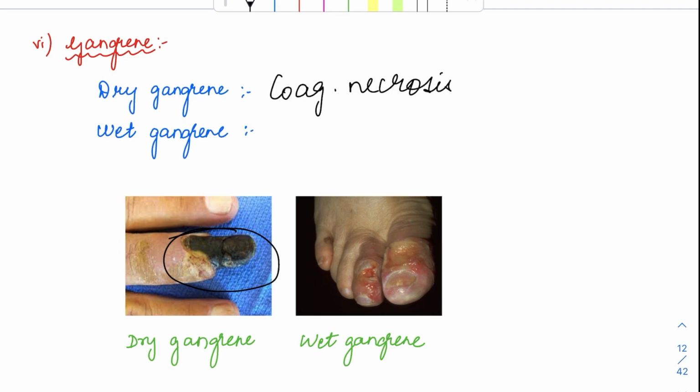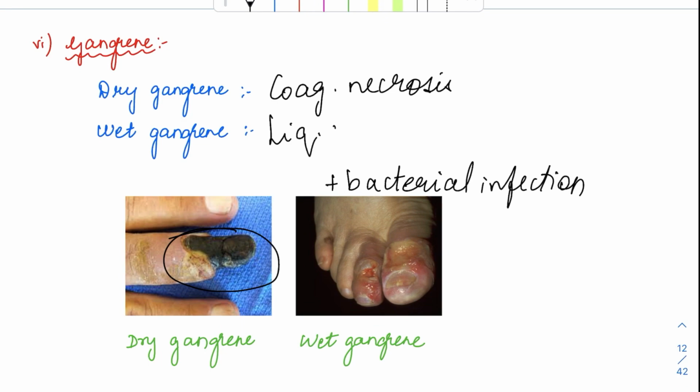However, if there is a superadded bacterial infection, what will happen? Bacterial infection is the most common cause of liquefactive necrosis. So it will form a wet gangrene in which we see liquefactive necrosis. It has this pus material around the gangrene. So this is a wet gangrene which has liquefactive necrosis.